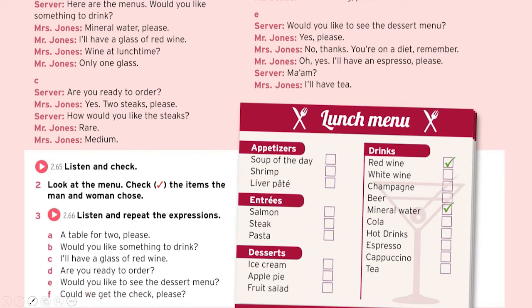And finally, in the letter F, we have, could we get the check, please? The check is the bill where they give you how much you're gonna pay for the food you ate. And in this expression, you use it at the end of the dinner because you're gonna pay. And well, when you pay, then you leave. Alright? Very good, guys.